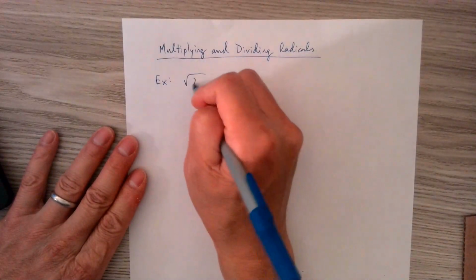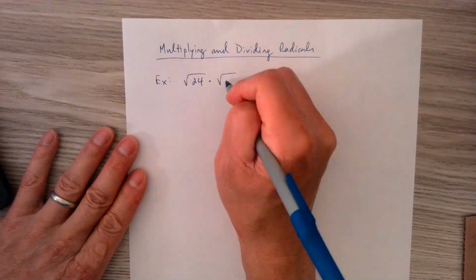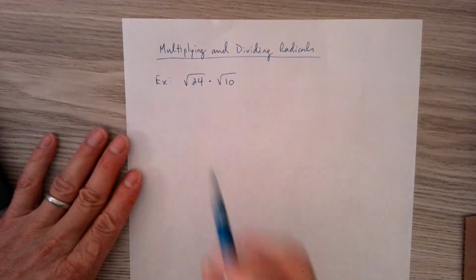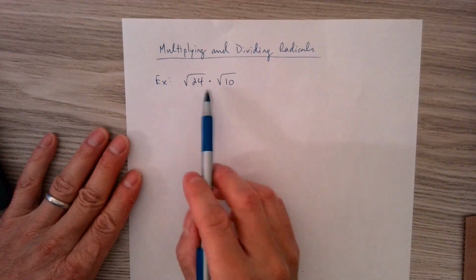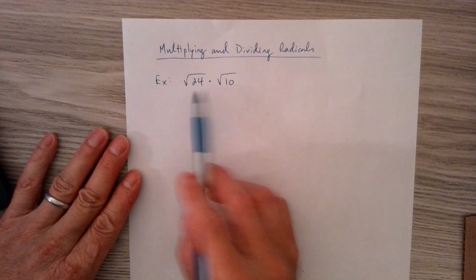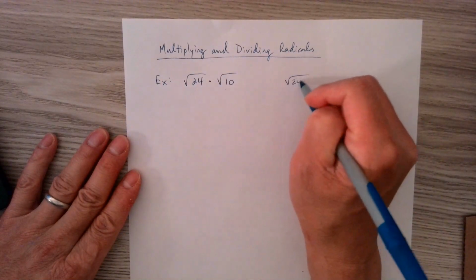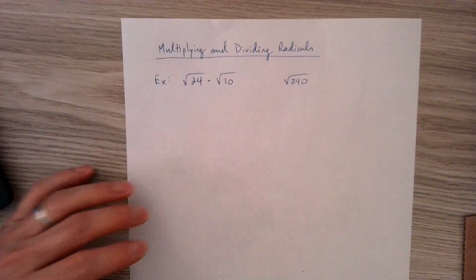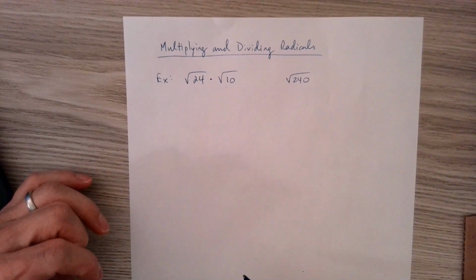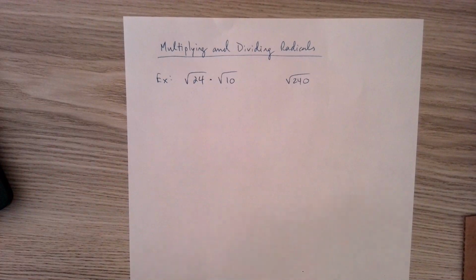The first one is rad 24 times rad 10. Now I know that based on the first video I could rewrite this as rad 240, and then I can simplify rad 240 from there the same way we did in the first video, but that would be overly complicated.